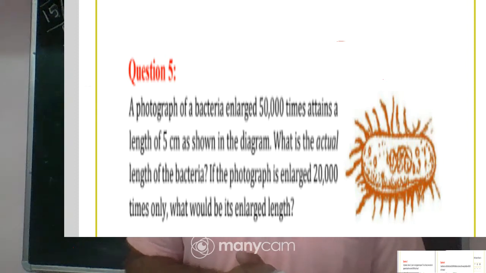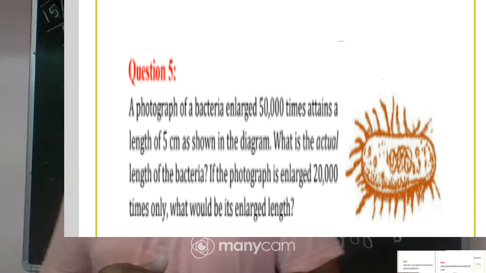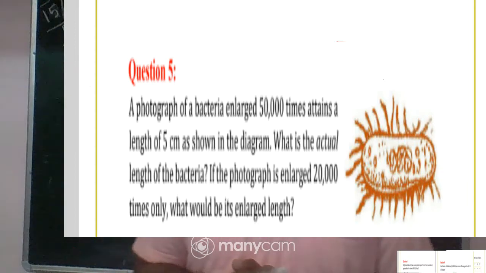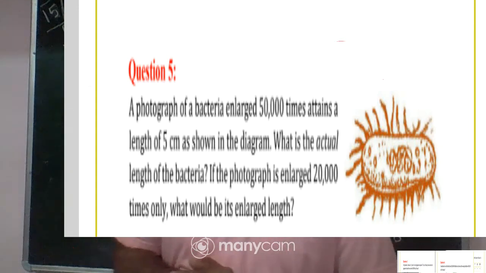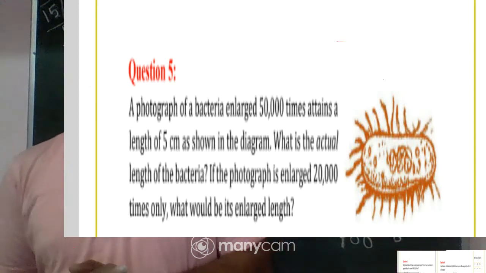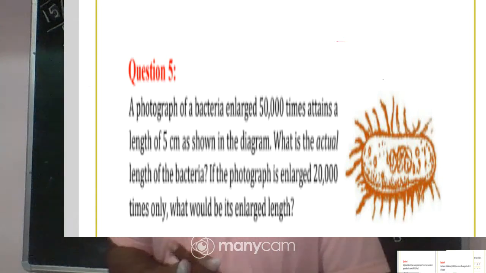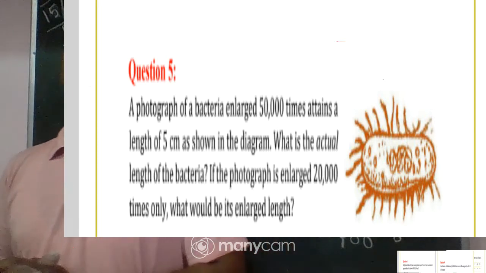Okay, and what is the actual length of the bacteria? If the photograph is enlarged only 20,000 times, what should be its enlarged length? So first, the enlarged length is given as 5 centimeters, when the photograph enlarges it by 50,000 times. And the second time, the photograph enlarges it 20,000 times. What is the enlarged length? So first you find the actual length of the bacteria. Actual length of bacteria is equal to 5 by 50,000.